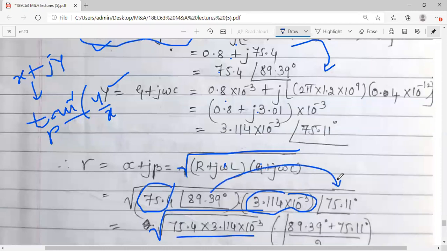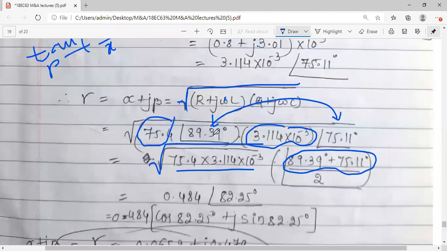What about the angles? As they are both in the numerator, the angles are a product, so whenever angles are in a product, those get added. And if angles are in division, in ratio form, then angles get subtracted. Remember. So when angles are getting multiplied here, see the angle of 89 and the angle of 75, so the angles have to be added.